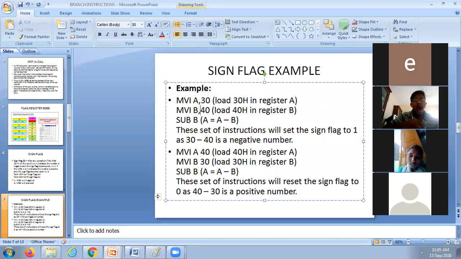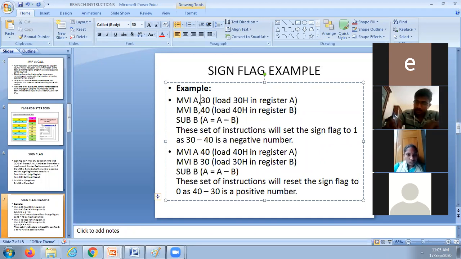MVI means move immediate. In earlier instructions we were writing MOVE, MOV like that. That depends upon the processor; the instruction set will be a little bit changed. Some CPUs may use MOVE, some CPUs may use only MOV. Here also we use MOV, but it is MVI, meaning immediate addressing mode.